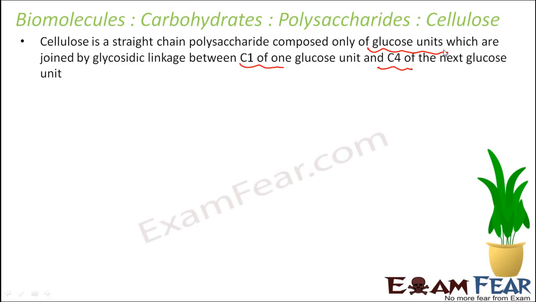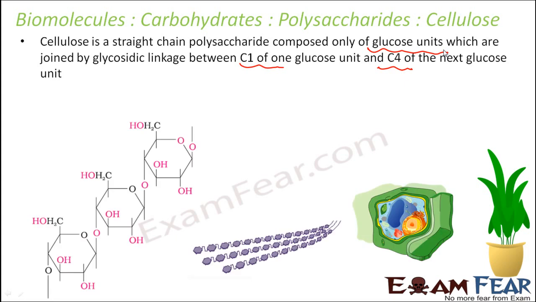So if you ask where they are found, they are found in the cell walls of plant cells, and it is exclusively present in plant cells because we don't have cell walls in animal cells. So here you can see the glycosidic linkages which are like this, a linear linkage.